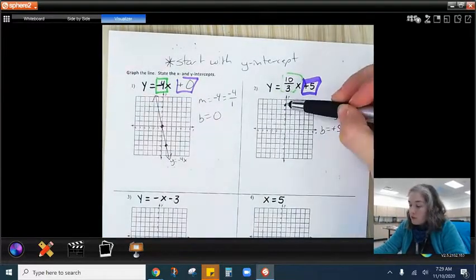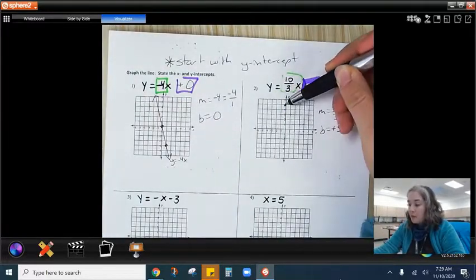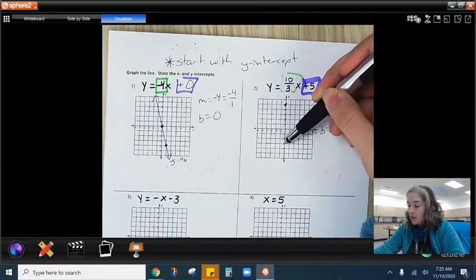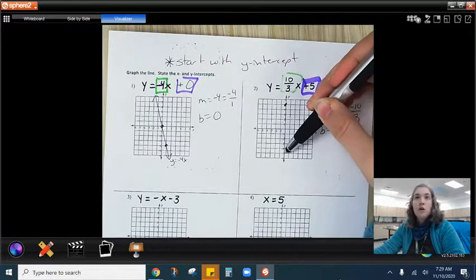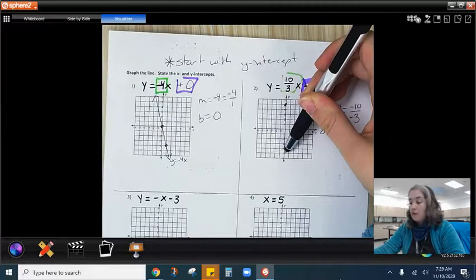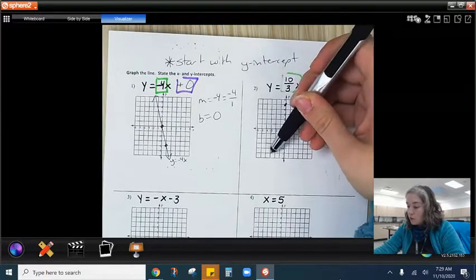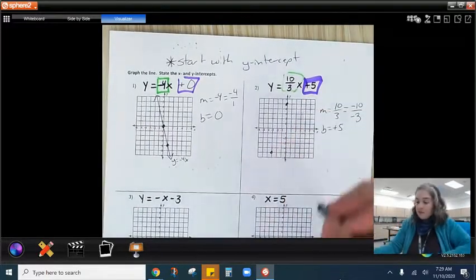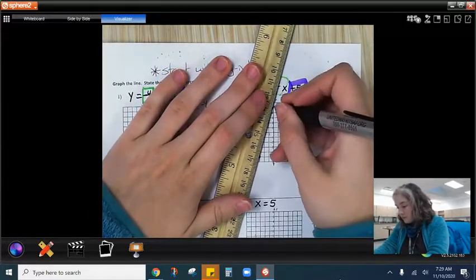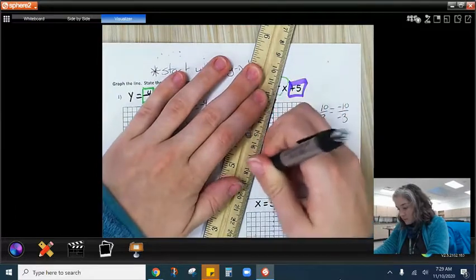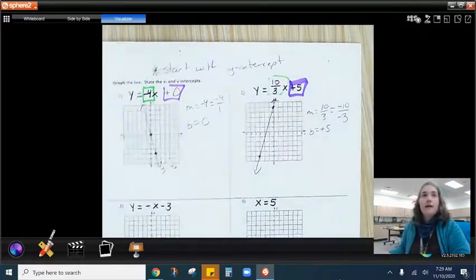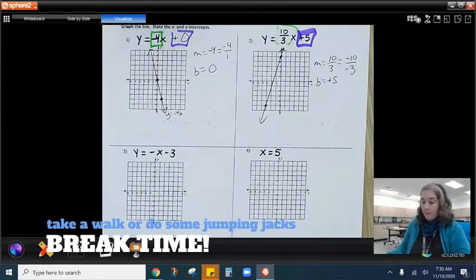So we're going to leave our pencil here, and now we are moving down 10. 1, 2, 3, 4, 5, 6, 7, 8, 9, 10. And then I need to go -3, right? Well, which direction is negative, right or left? Left. 1, 2, 3. So there is my point, and now I am graphing it. There we go. All right, let's do a couple more together.